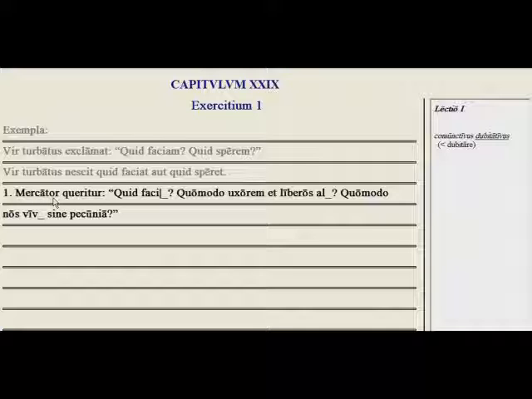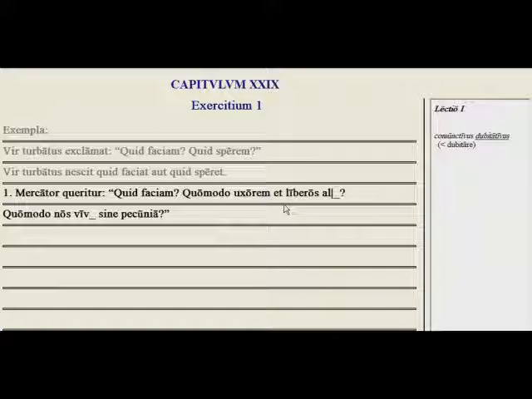So mercator queritur, what am I going to do? So we want to put that subjunctive. So quid faciam. Quo modo uxorem et liberos. How am I going to feed my kids?